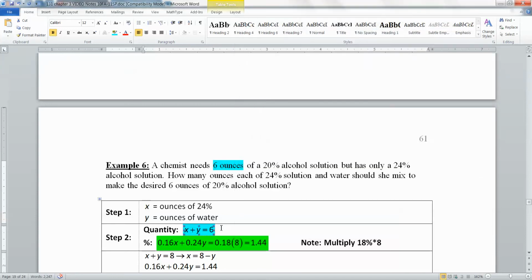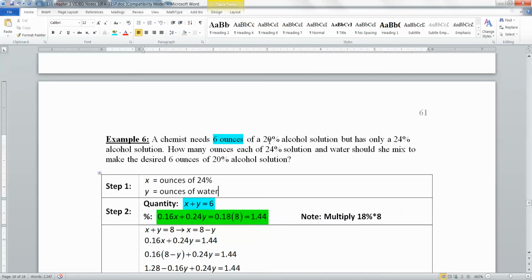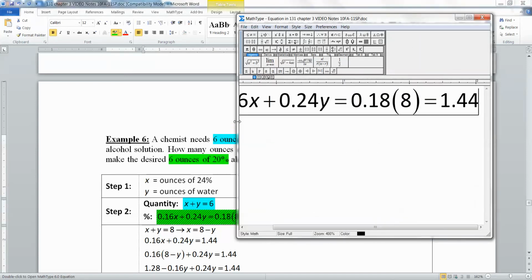Okay. All right, then we also need some percentages here. So we have this whole 20% business, 24%. Okay, so what are we doing? We want 20%, right? That's our goal. So let me box that. Actually, let me put it this way. We want 6 ounces of 20%. That's our real goal. And then we have 24% and water. I'm going to highlight the word water because that's important. Okay, so let's look at this lovely equation here.